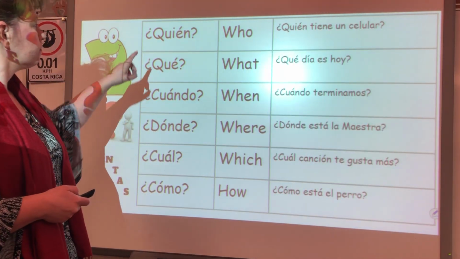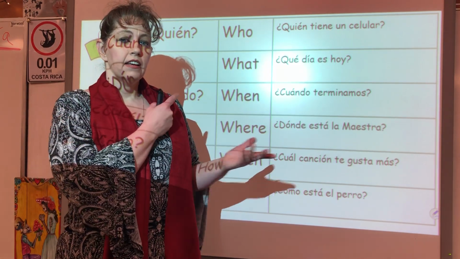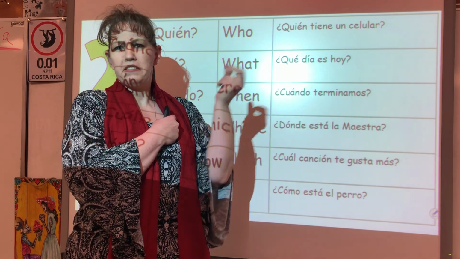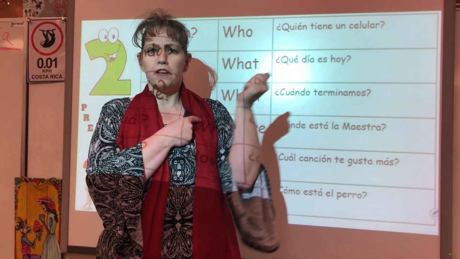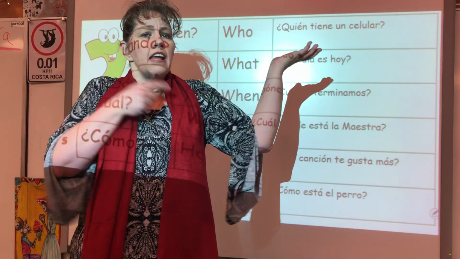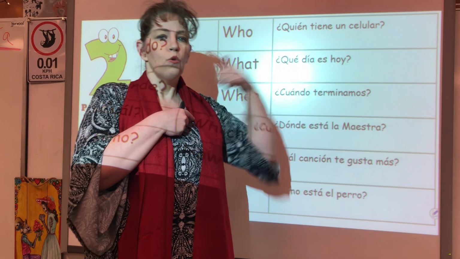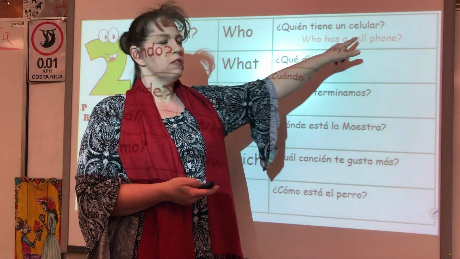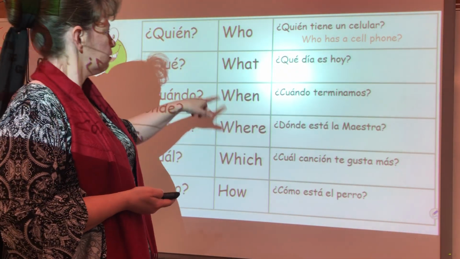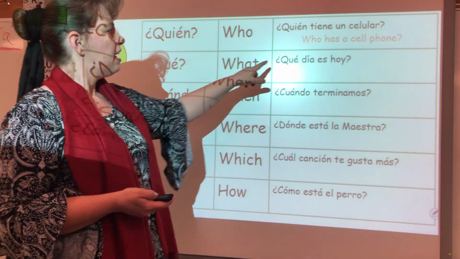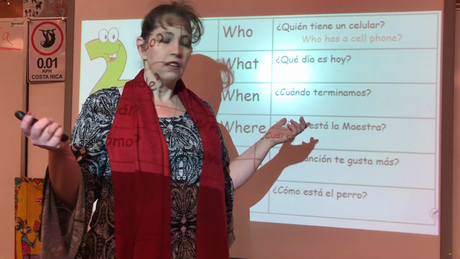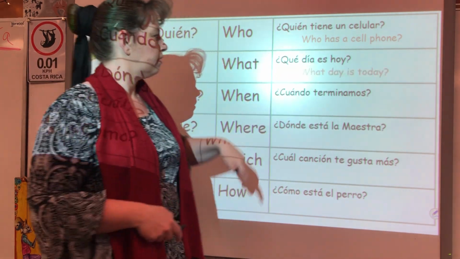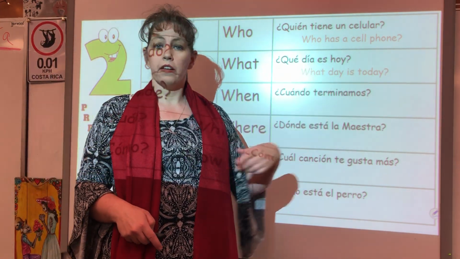Let's see them in action. ¿Quién tiene? Tiene, that verb tener, you know that verb. Tiene 15 años. I have 15 years, right? ¿Quién? Who? ¿Quién tiene un celular? Un celular. That should be easy. It's a cognate. ¿Quién tiene un celular? El segundo, ¿qué? ¿Qué día es hoy? ¿Qué? What día es hoy? ¿Sí?